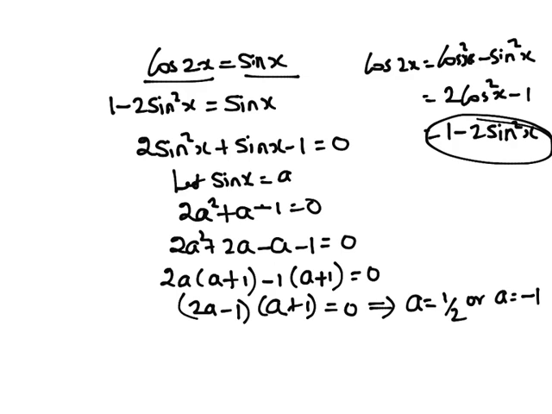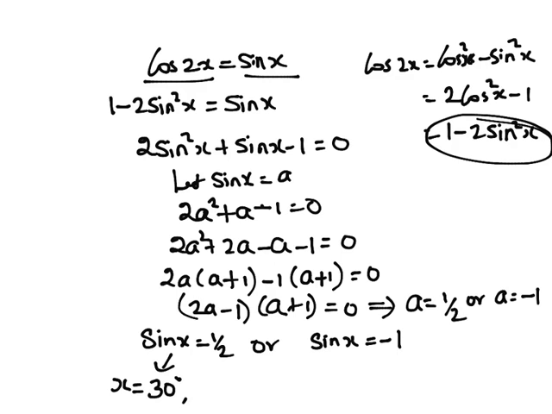But we know that a is nothing but sin x. So sin x is either half or sin x is equal to minus 1. Now we know that if sin x is half, then x will be either 30 degrees or 150 degrees. If sin x equal to minus 1, then x is 270 degrees. Yeah, this is the answer. Very, very simple. I hope this is clear, students.